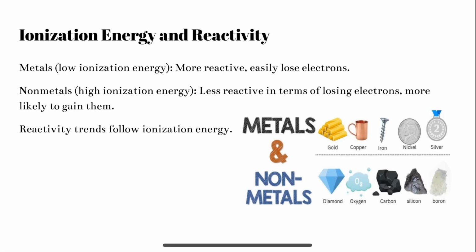So how does ionization energy relate to reactivity? Metals, like those in groups 1 and 2, have low ionization energies. That means they give up electrons easily, which makes them highly reactive, especially with nonmetals. Nonmetals, like oxygen or fluorine, have high ionization energies, meaning they hold onto their electrons tightly. They're less reactive in terms of losing electrons, but more reactive when it comes to gaining them. Understanding ionization energy helps explain why sodium explodes in water and why helium just sits there.